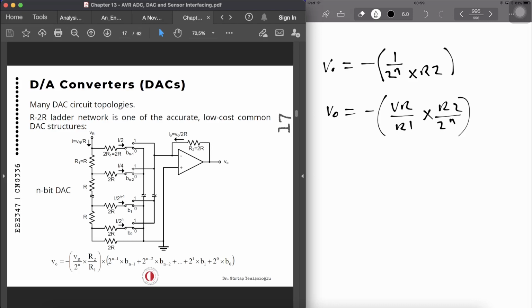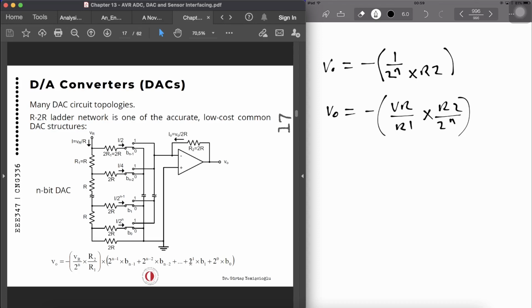An overall formula then is going to be this formula over here that basically tells us how the output voltage is going to change when each bit is flipped in order to turn on these different switches to the other direction.